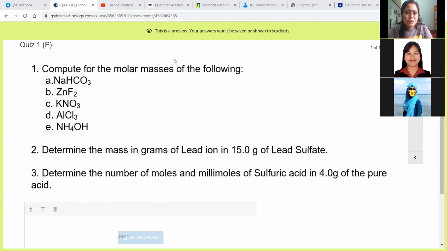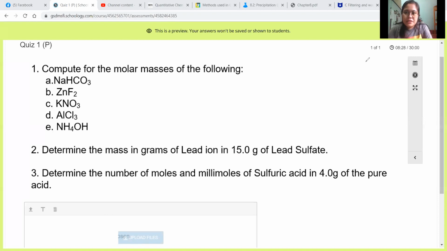Okay. So let's move on to number 3. Determine the number of moles and millimoles of sulfuric acid in 4.0 grams of the pure acid. So this uses the same formula. Moles is equal to weight over molecular weight. The given weight here for the acid is 4.0 grams, but the molecular weight is not given. So you have to compute it first.